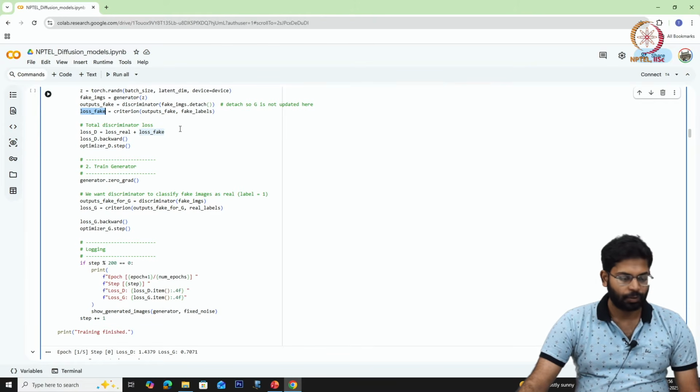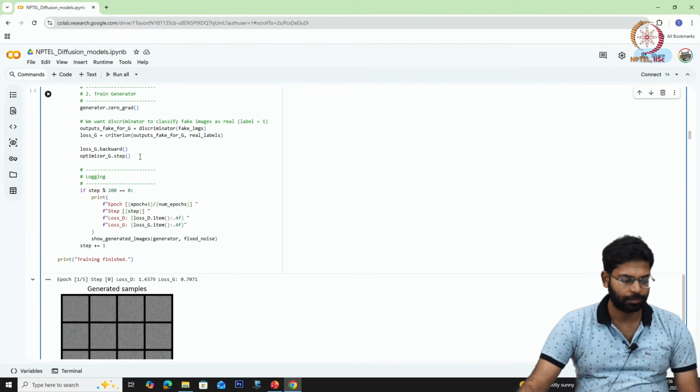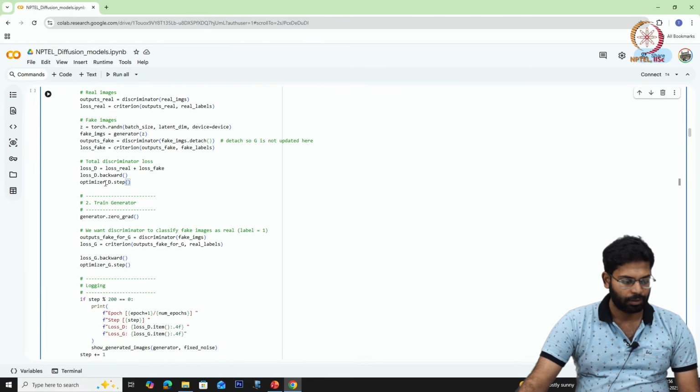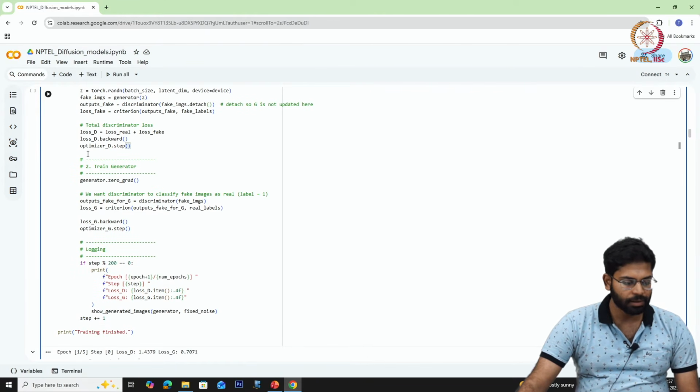So what is the total discriminator loss now? That is the sum of the two losses, and you do the backward pass so that the network is learned, and call optimizer dot step. This loss d is doing the discriminator update.